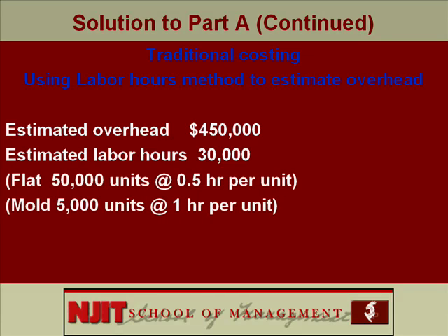We said flat is 50,000 units, and in the problem it's given it takes half an hour to make a unit. So that's 25,000 hours. For mold, it's 5,000 units. It takes 1 hour per unit given to you in the problem. So that's 5,000 hours for mold. So for flat, it's 25,000 hours because it's 50,000 units at half an hour per unit. For mold, it's 5,000 hours because it's 5,000 units at an hour per unit. So that comes to 30,000 hours.